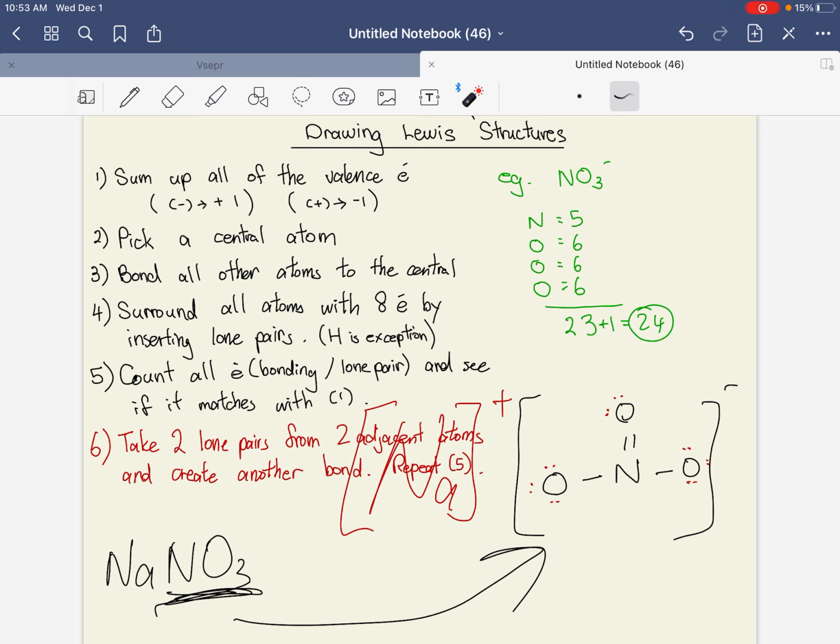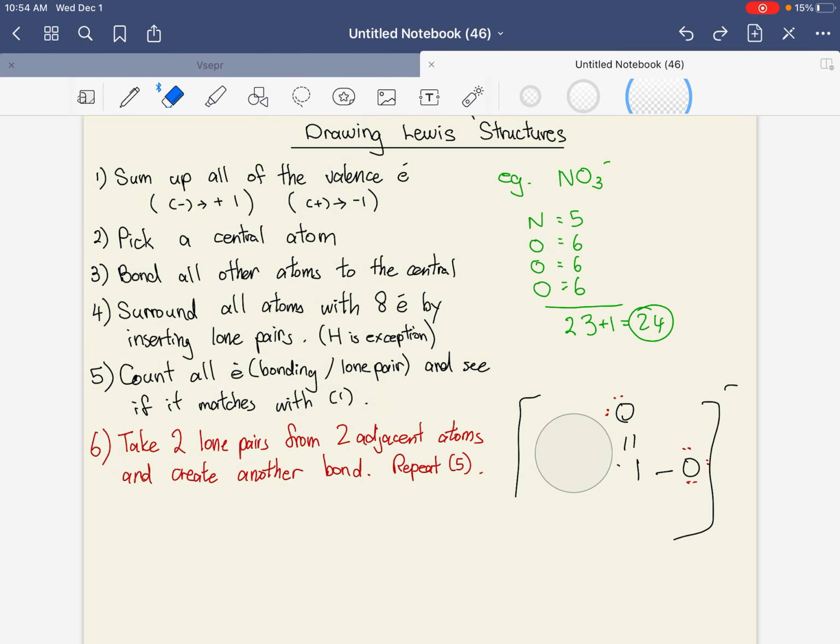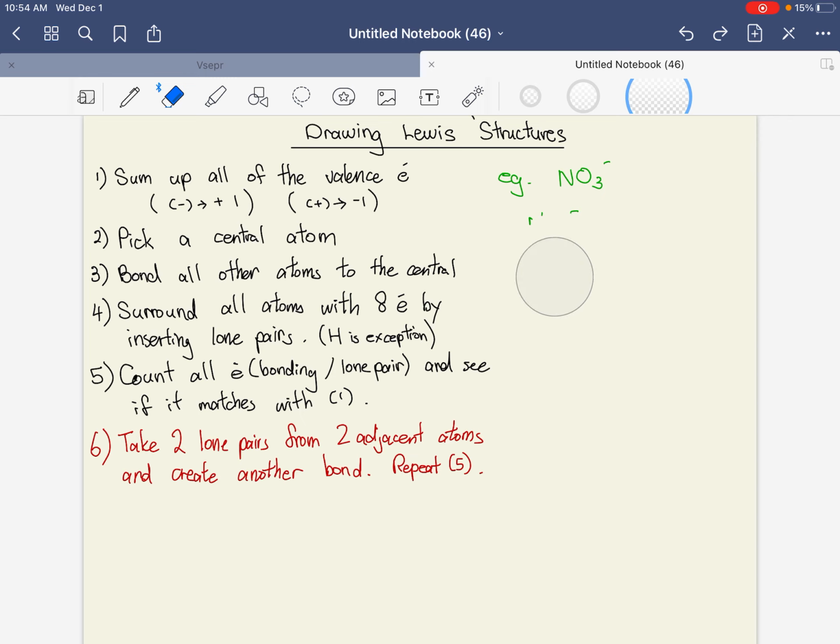All right. So let's do another one. Hopefully you're understanding this. Okay, octet rules. Pretty simple, huh? I hope. All right. So, next, let's do this one.